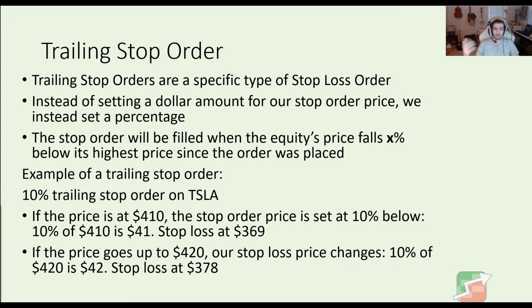So if the price goes up to, say, $420, our stop loss price changes as well, where it's 10% below our new highest price. $420, 10% of that is $42. So our new automatic sell price, or our stop loss price, is $378. So we see that the price that we want to sell at went up by $9. So now we sell and we keep some of that profit.